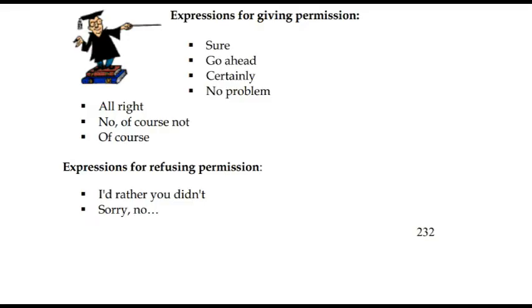Now when we ask permission, the other individual who is sitting on the other side is either going to give permission or he is going to refuse permission. So if he has to give you permission, he can use the following expressions. Sure, go ahead. Certainly, you can do this. Certainly, you can do that. Certainly, you can go there. Certainly, you can have my lunch.